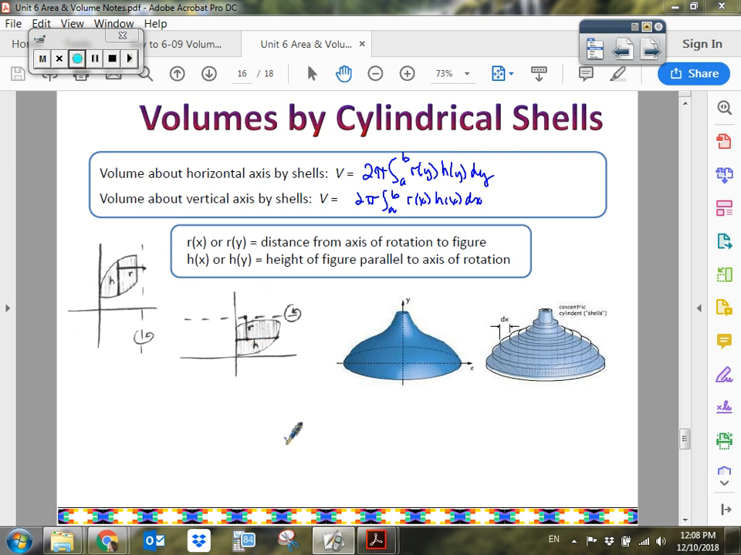And usually R is what students get most confused with. And I'm going to do some examples, explain it in detail. But R is usually where they get tripped up.